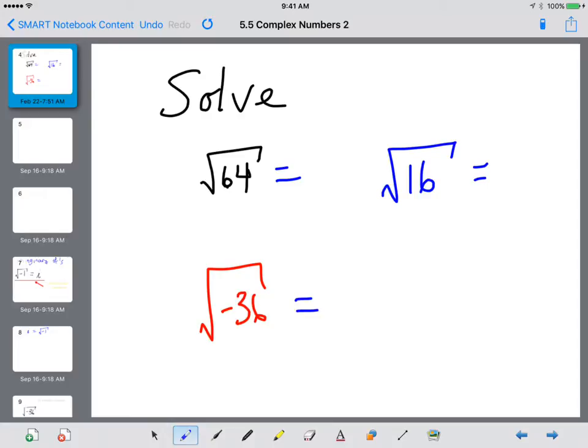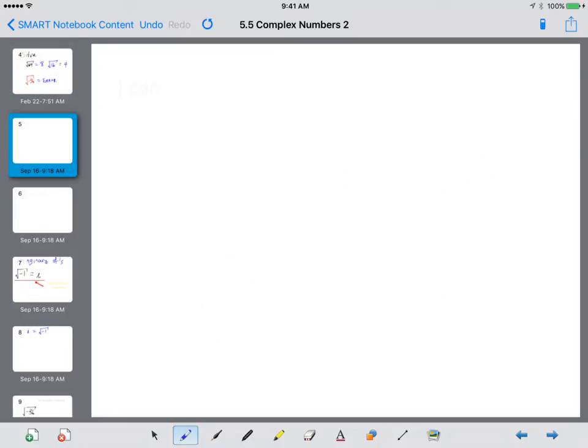If you take the square root of 64, you should get 8, or maybe you just know that. The square root of 16 is 4. And when you type in the square root of negative 36, you get an error message, because we are unable to take the square root of a negative number until today.